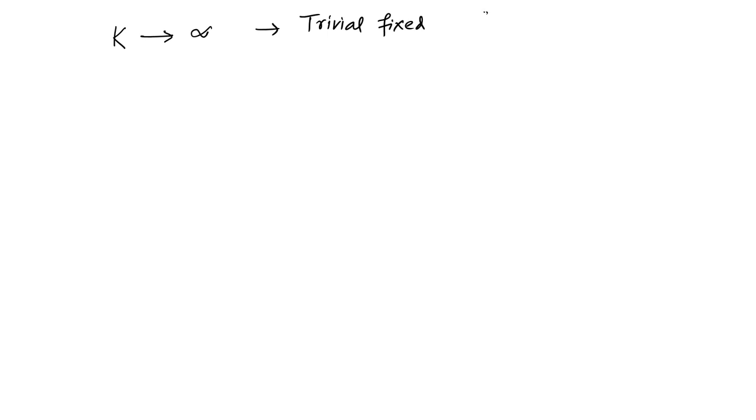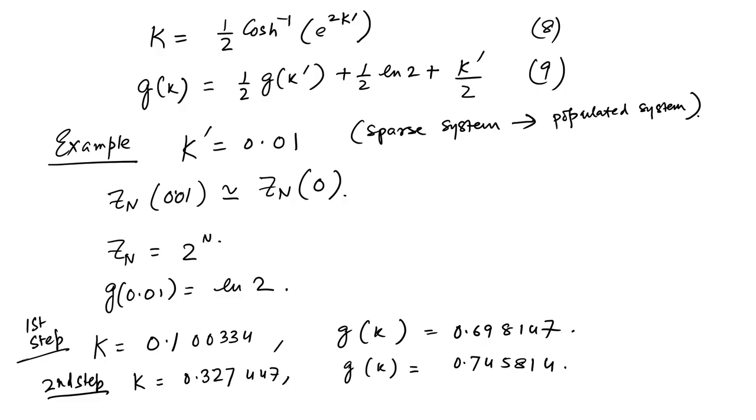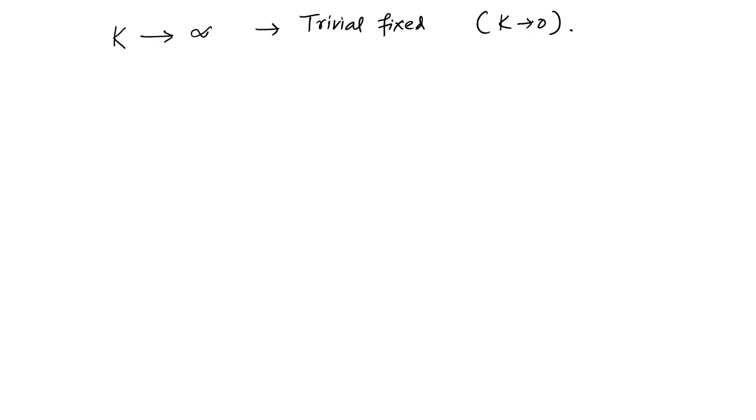And along with this, another trivial fixed point is k equal to 0. Okay, so what it means is that as you sum over certain degrees of freedom, this coupling constant increases more and more. We just saw two steps here. It came from almost 0.01 to 0.1 to 0.3 and so on. If you go on doing it, it will become larger and larger and will eventually flow to infinity.